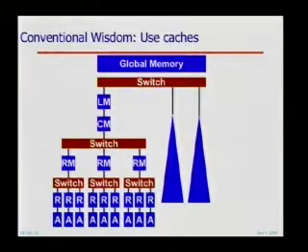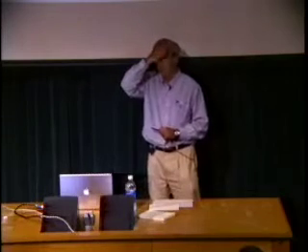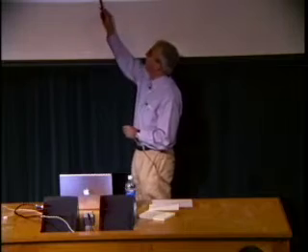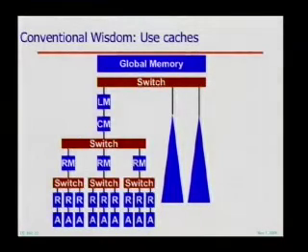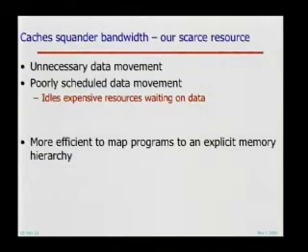To move on, a lot of people would say, I like this organization. Just call each of these a cache: register file, L1, L2, L3. Everything works fine. But it doesn't. And the reason it doesn't work fine is that our critical resource here is bandwidth. And caches squander bandwidth. And they do it in a number of different ways.